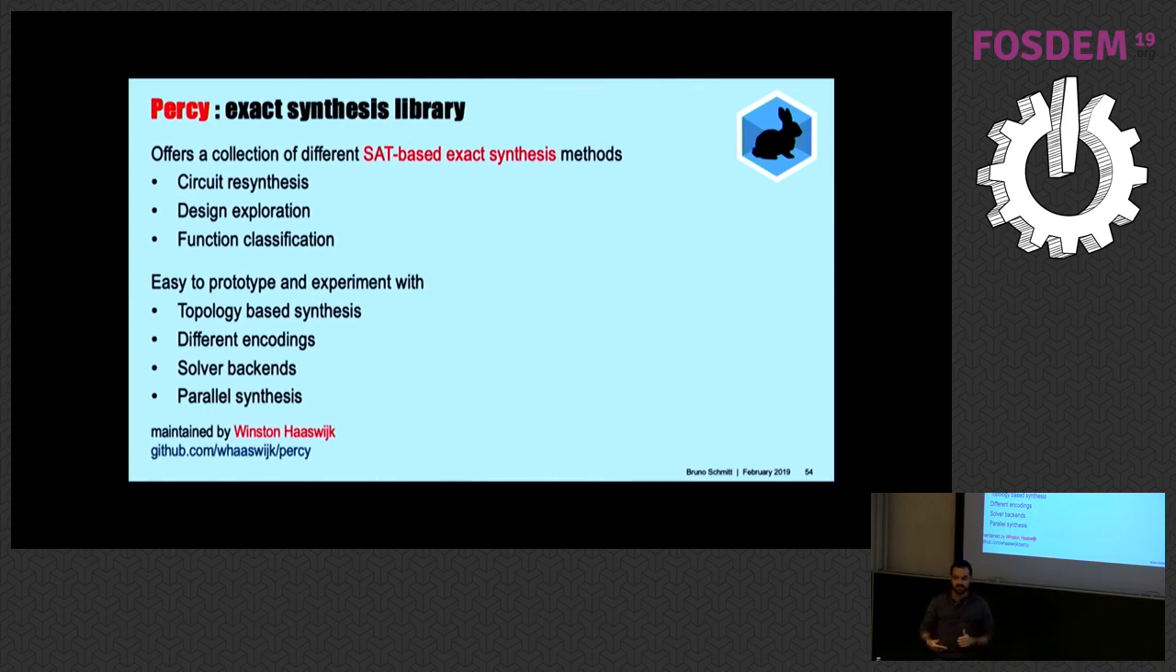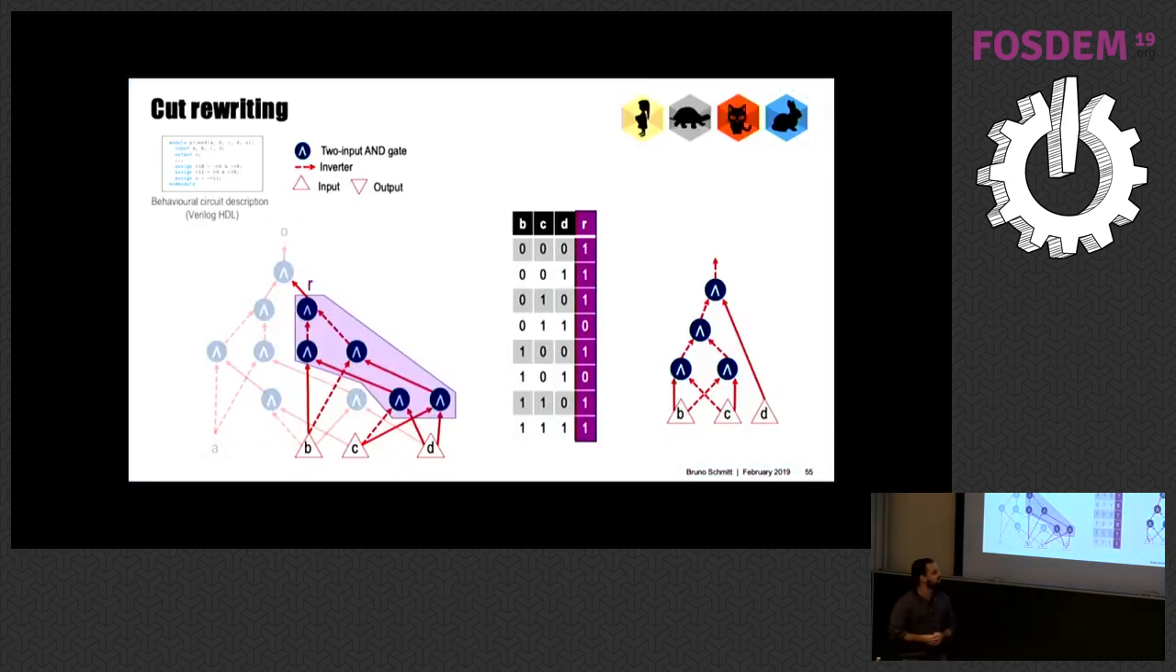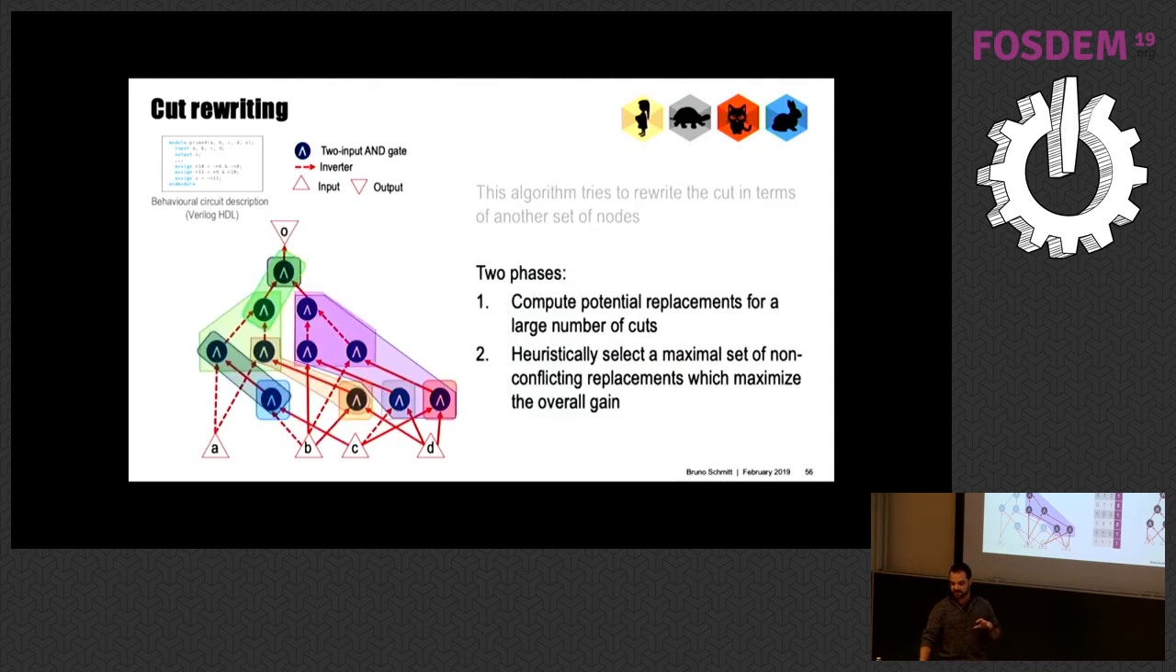It is easy to prototype and experiment with topology-based synthesis, different encodings, different SAT solvers, backends, and parallel synthesis. So when we put this through Percy, it gives us a slightly better network for this cut that uses, instead of 5, 4 nodes. So the algorithm of cut rewriting will basically compute potential replacements like this for all cuts, and then heuristically select a maximum set of cuts that are non-conflicting between them, and maximize some of the overall gain that we're trying to get.